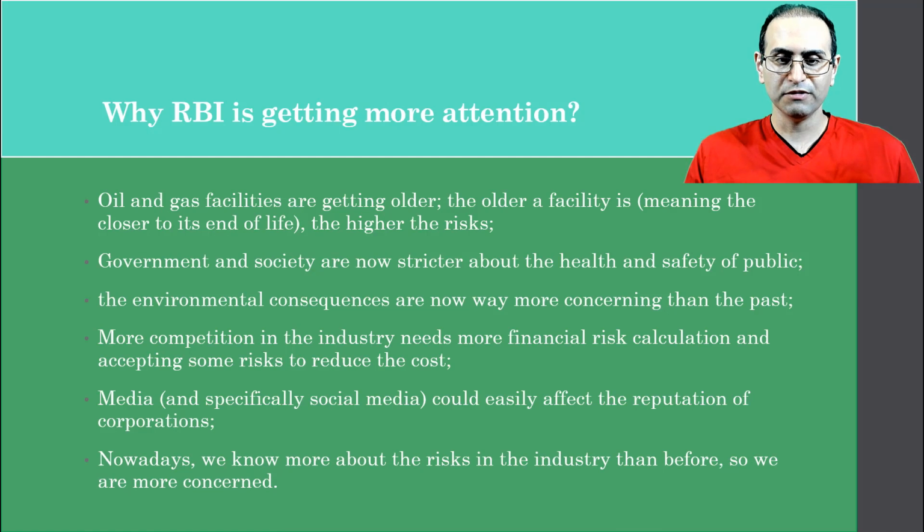Nowadays, we know more about the risks in the industry than before, so we are more concerned. Obviously, if you just look at the code book or the recommended practices like API 571 or even ASME codes, it has changed a lot since 50 years ago or 40 years ago. So 50 years ago, we weren't familiar with all the corrosion mechanisms that we are now today. So today we know that we are dealing with so many damage mechanisms, so many failures that might happen, and we are more concerned than like 100 years ago or 50 years ago.